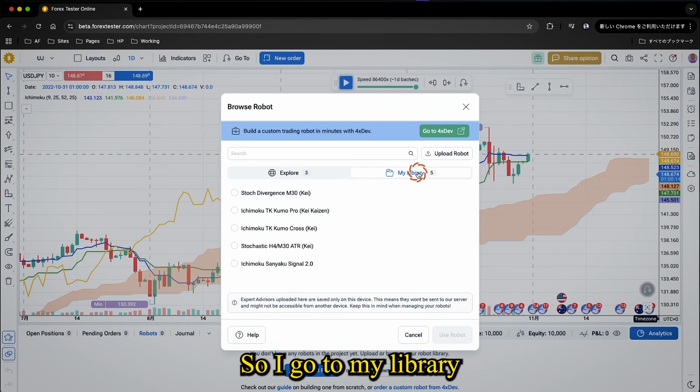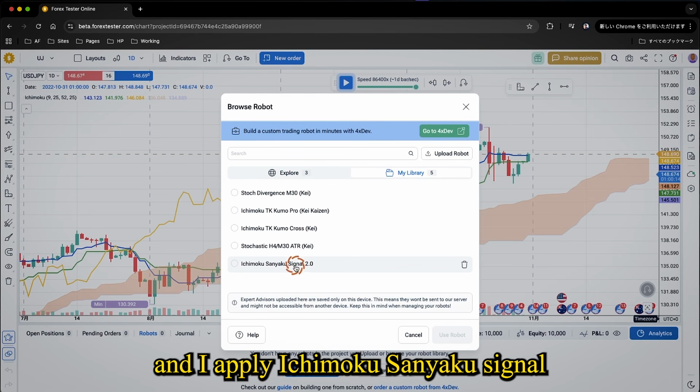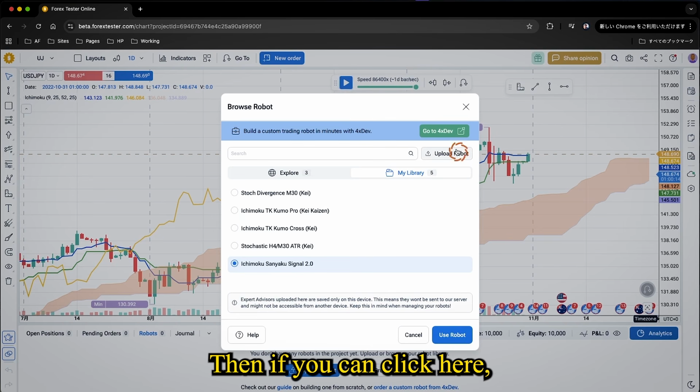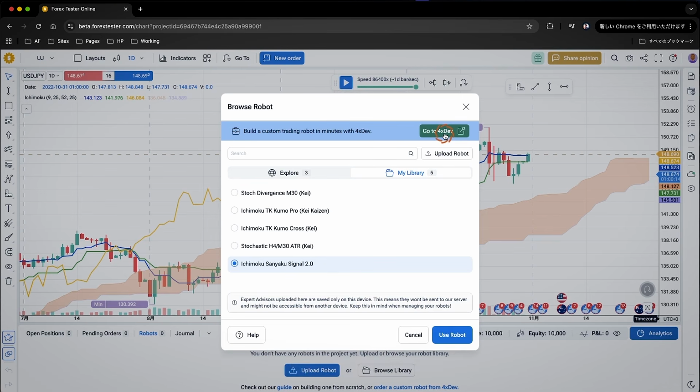So I go to my library and I apply the Ichimoku Sanyaku signal and use the robot. If you use Forex Tester Online, you can click here, go to Forex Dev, and the team will build a custom robot for you. This time I asked them to make a robot not to execute the trade, but to stop when conditions are aligned.